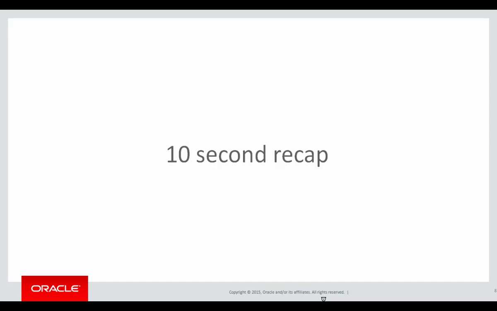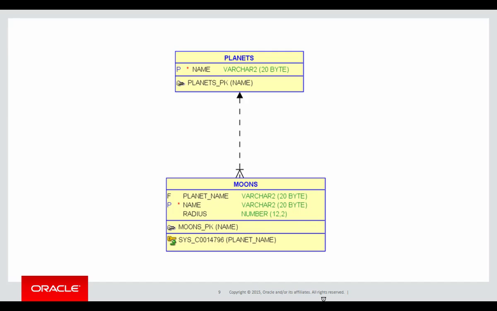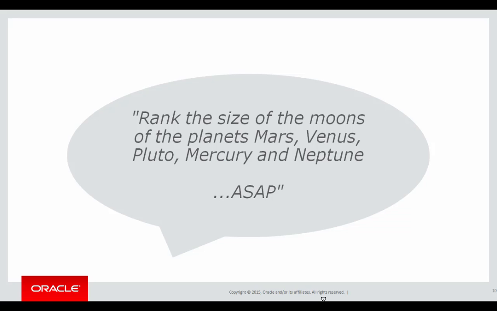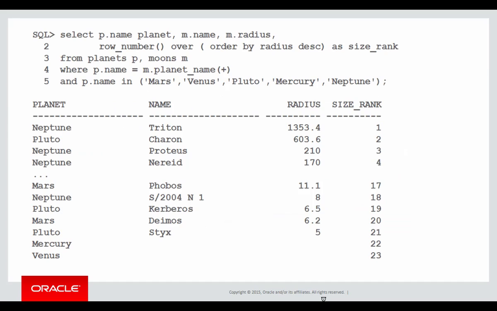Now let's do a quick 10-second recap. In the last video, we introduced two new tables, the planets table, which contains the planets of the solar system, and the moons for those planets, and every planet has zero or more moons. This was the question we had from the previous video, and this is the answer we had, just to introduce a bit of the data.